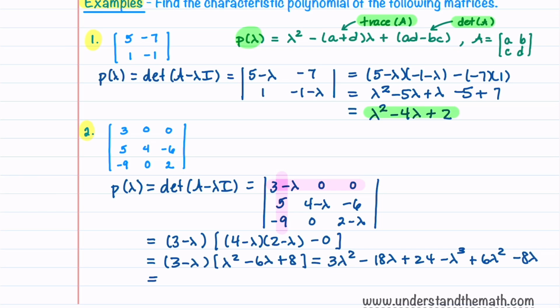When we combine like terms, writing them from the highest power to the lowest power, we get minus lambda cubed plus 9 lambda squared minus 26 lambda plus 24. This is our characteristic polynomial for our 3 by 3 matrix. Notice in our 2 by 2 matrix that our leading term was lambda squared, and in our 3 by 3 matrix, our leading term was minus lambda cubed. That's always going to happen.